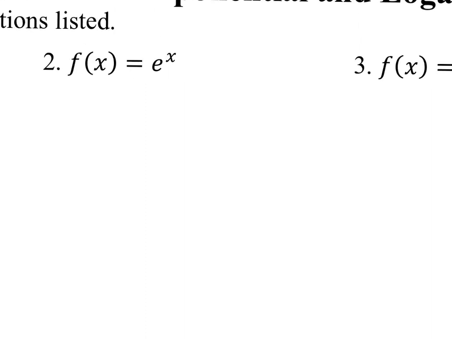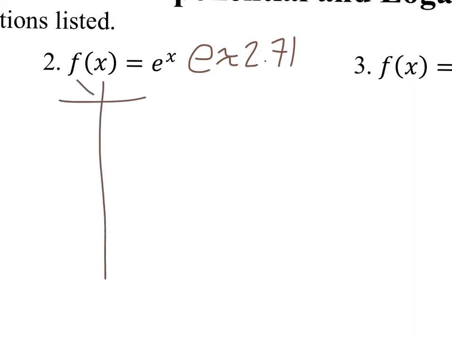Number 2, we have the e value. And e, as you may recall, is an irrational number. But for our purposes right now, we're going to approximate e as 2.71 to make our math a little easier. We're still going to use those same 5 numbers though: -2, -1, 0, 1, and 2.